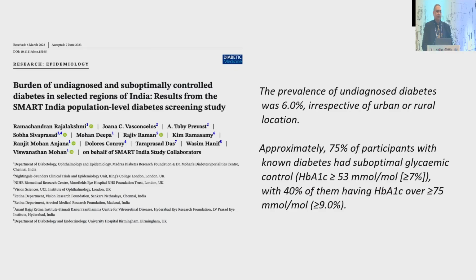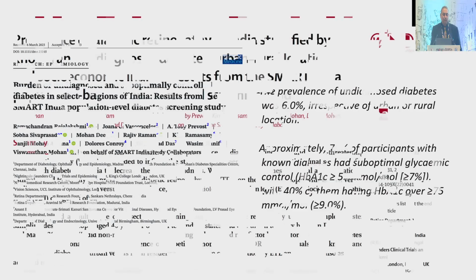Very recently, we conducted this multicentric nationwide study called the SMART India study, and a lot of the evidence I'll be sharing today is from this study. One thing which came out is that the prevalence of undiagnosed diabetes seems to be equal in both urban and rural areas, about 6%. What was surprising is that nearly 75% of people had suboptimal glucose control. And worse, 40% of them had HbA1c more than 9. That means there is a real big burden of uncontrolled diabetes in India too.